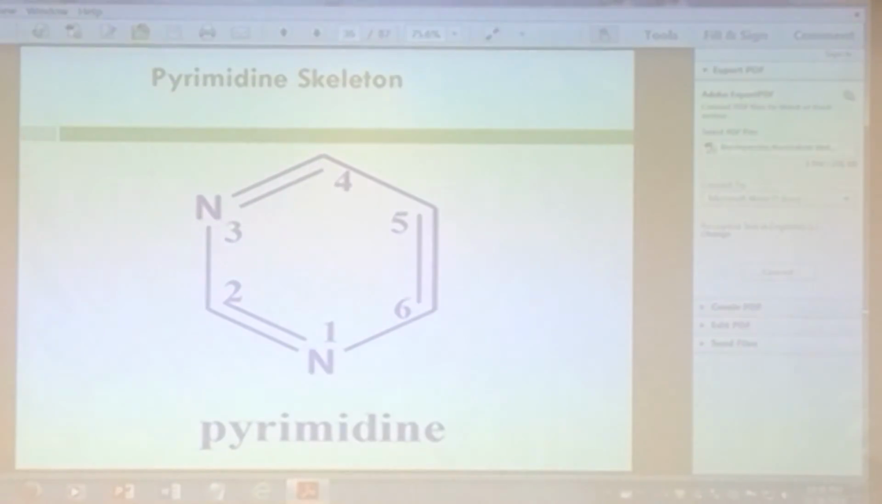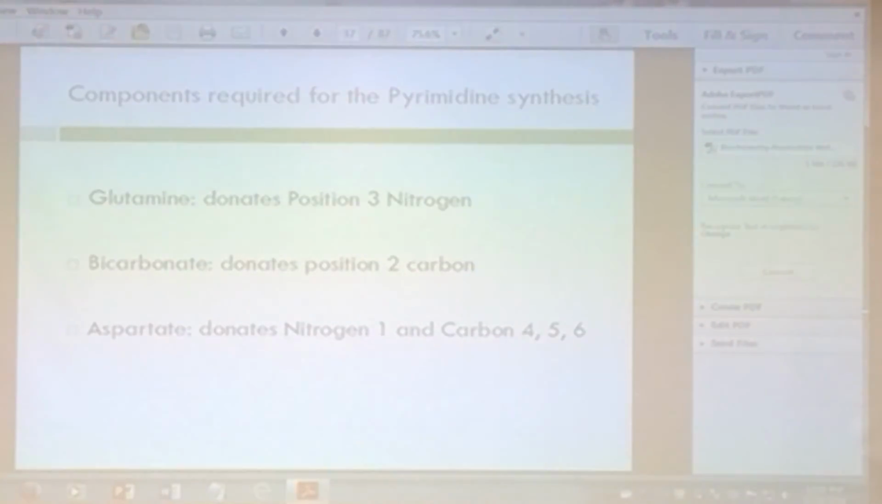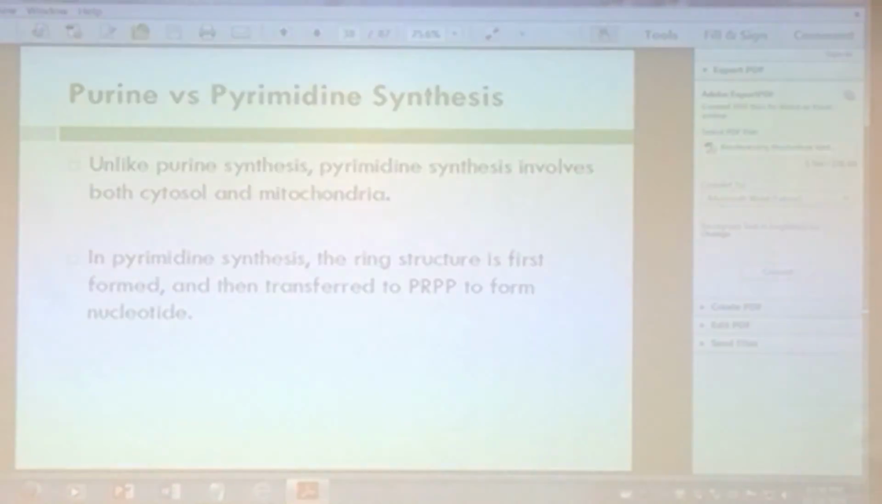Pyrimidine, single ring structure: glutamine, bicarbonate, aspartic acid. Those are the amino acids, plus the one carbon bicarbonate, right? One here. Purine versus pyrimidine.